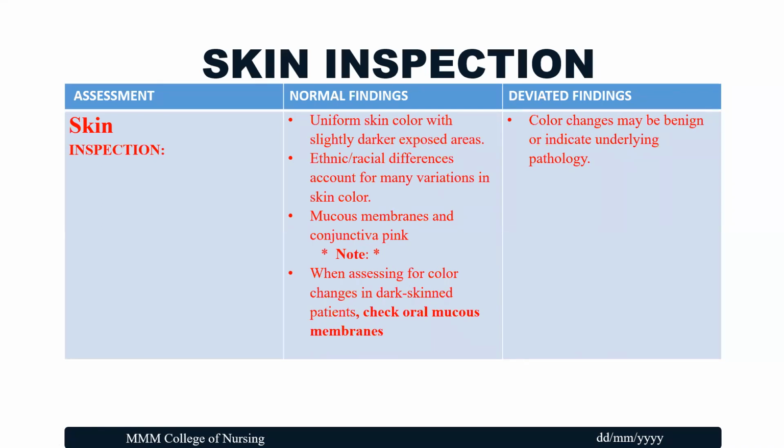Now moving on to the inspection of skin. So we're going to focus on skin, hair, and nail as told earlier. So now let's inspect skin. What are the normal findings of skin? When you think about skin, there must be a uniformity in color. Uniform skin color with slightly darker on the exposed areas. Ethnic or racial differences account for many variations in the skin color. Mucous membranes and conjunctiva should be pink in color. Note, when assessing for color change in dark skin patients, check the oral mucous membranes. Color changes in the deviated findings might be benign or indicate underlying pathology. By inspecting, you will know what is the underlying pathology of a client.